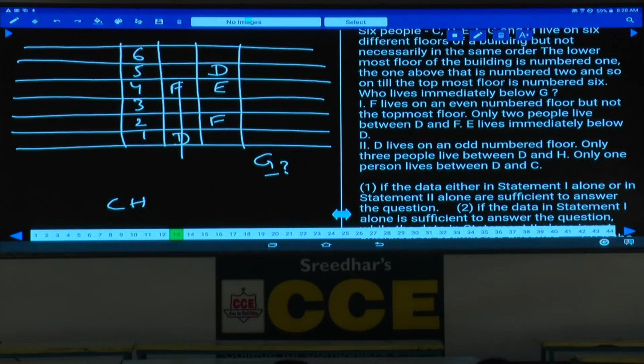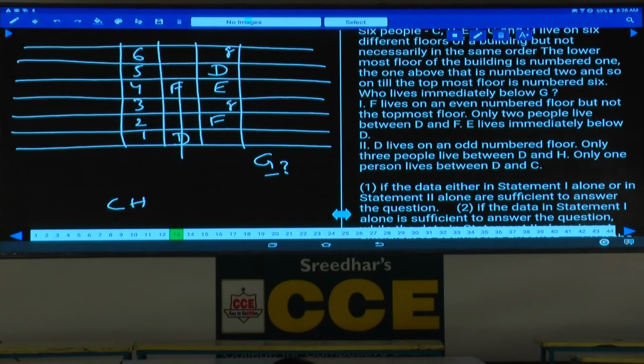Now the question is about who stays immediately below G. If G is here, D will be immediately below. If G is here, F will be immediately below. If G is here, there is no person immediately below this one. Hence how many different possibilities? More than 1. Hence 1 alone is not sufficient.